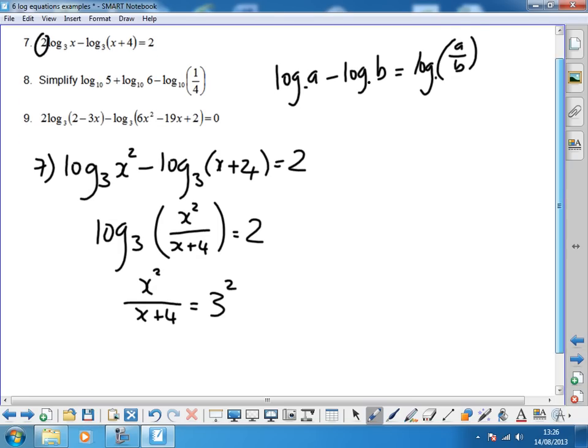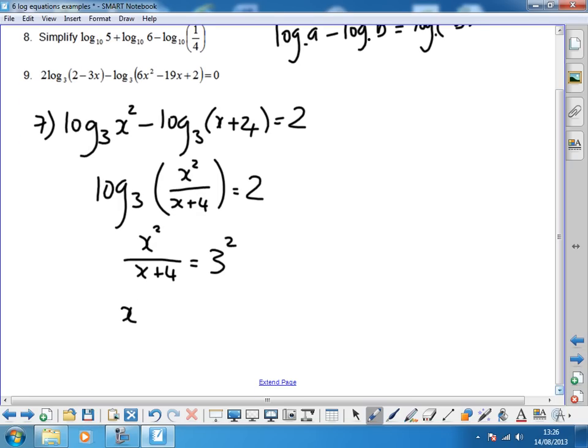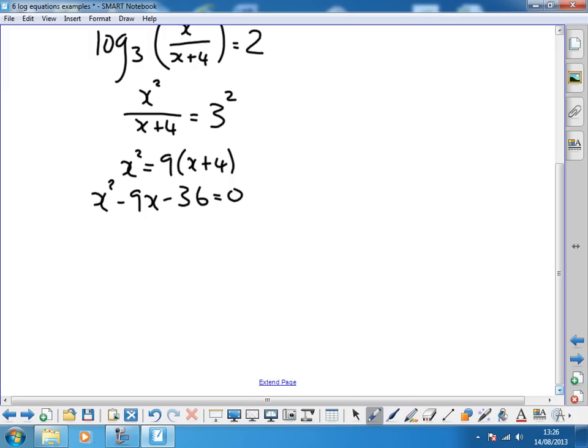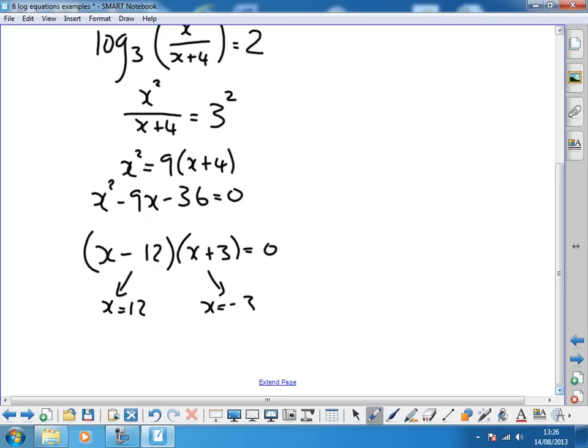And then times both sides, that's 9. Times both sides by x plus 4. Rearrange. And what is it? 12 and 3. Yeah. So x is 12, or x is minus 3. Nice and easy. Do you want to go to the next one?